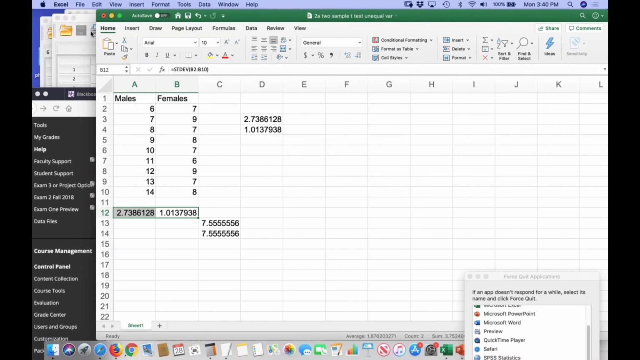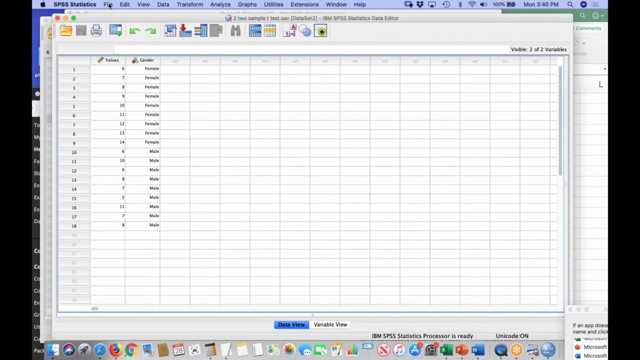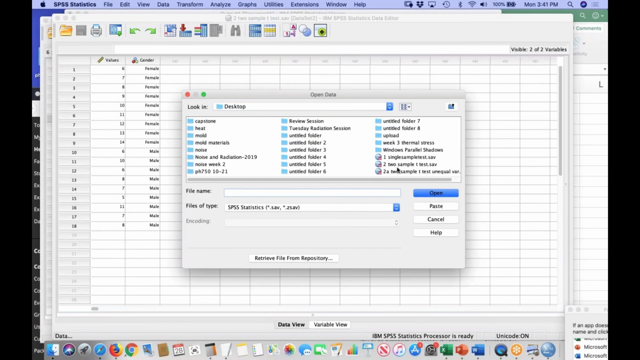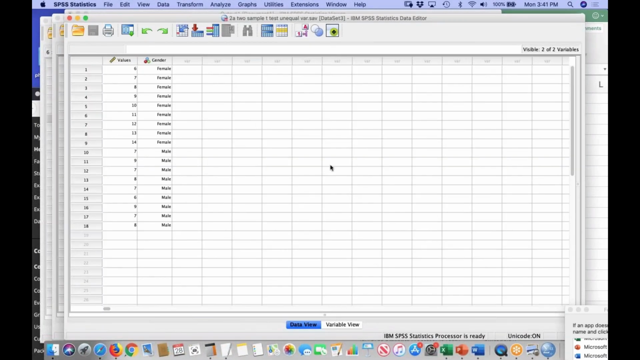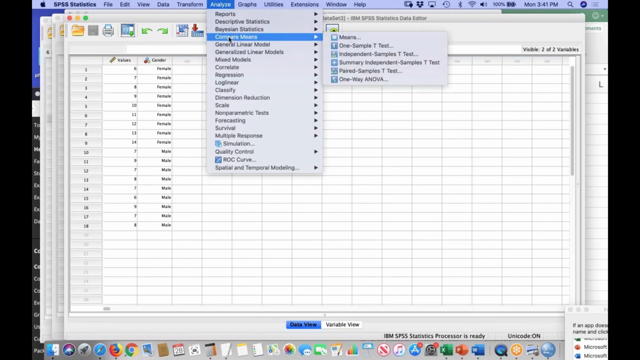Well, fortunately, we have this as an SPSS file, which I'll open now. Say open data, navigate to my desktop to the two-sample t-test unequal variances file, and open this up, and we'll have the same data in front of us in a new window. And I'm going to say analyze, compare means again. Simple as can be. Compare means, except it's an independent samples t-test.